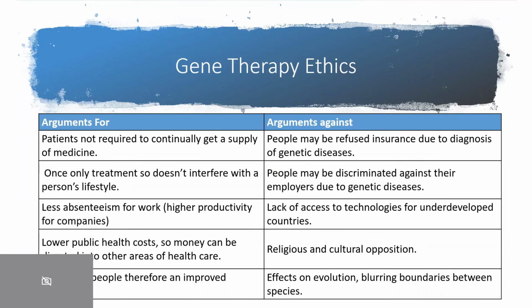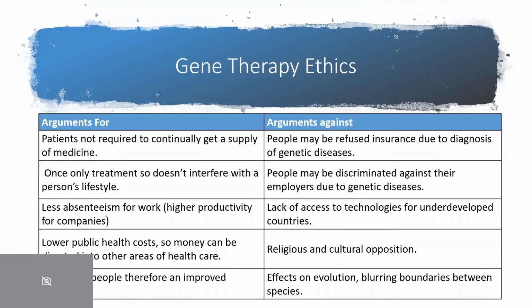Some arguments for gene therapy are that patients wouldn't be required to continually get a supply of medicine. It's a once-only treatment, so it's not going to interfere with their lifestyle. There would be less absenteeism from work. So if you're sick less often, you can go into work, which means companies have higher productivity, lower public health costs, money can be diverted into other areas, and fewer sick people would improve the economy.